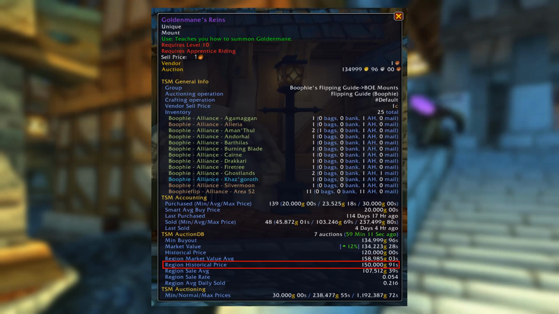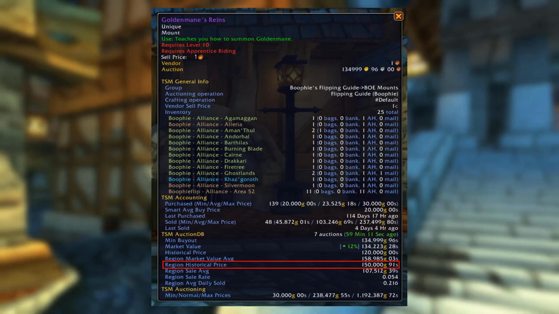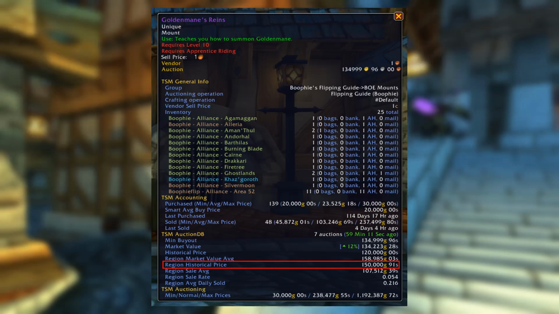Now moving on to the next price, which is the region historical price. This is the exact same as the historical price but for your region. So historical price is just for your realm, but the region historical price is for the past 60 days for all of the realms on your region.